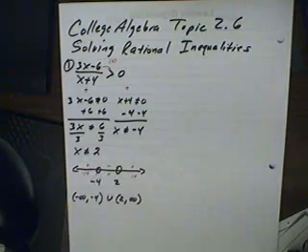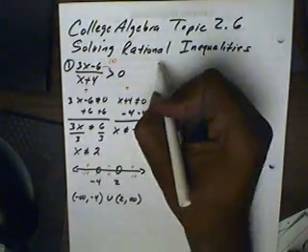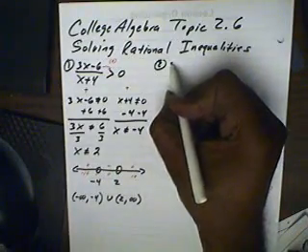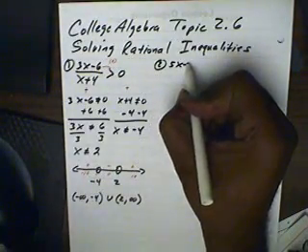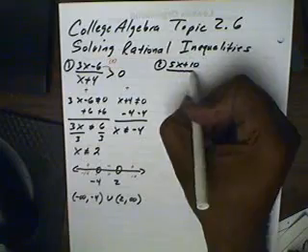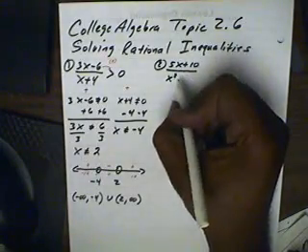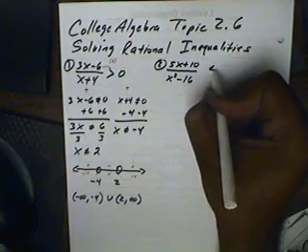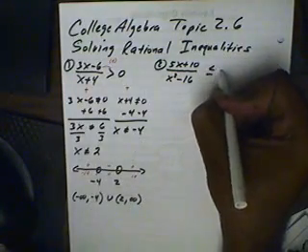Okay, let's try a problem like this again. This time let's try 5x plus 10 all over x squared minus 16. And let's go this time for less than or equal to 0.